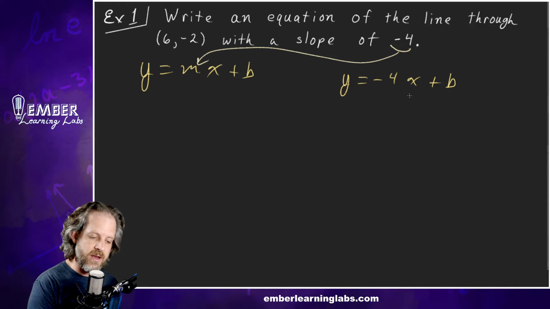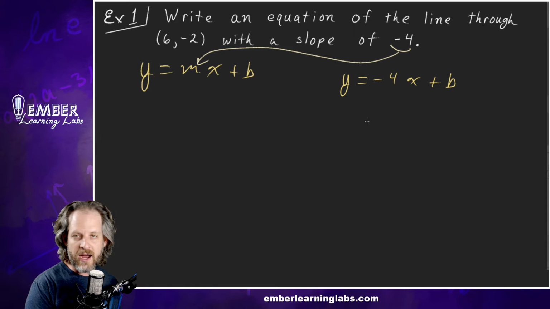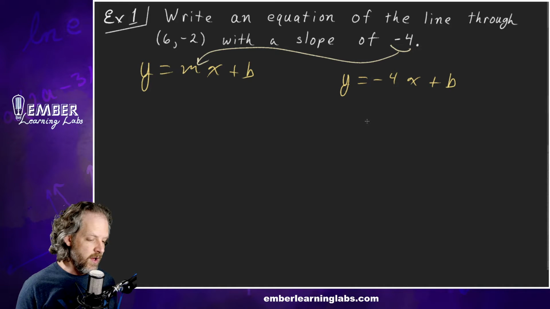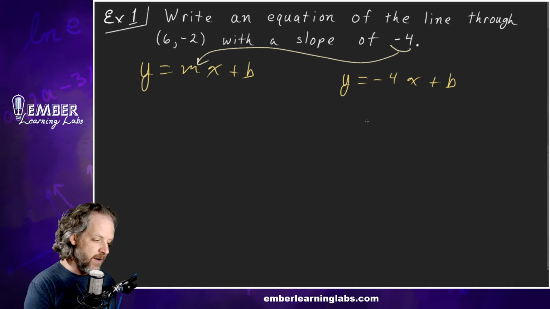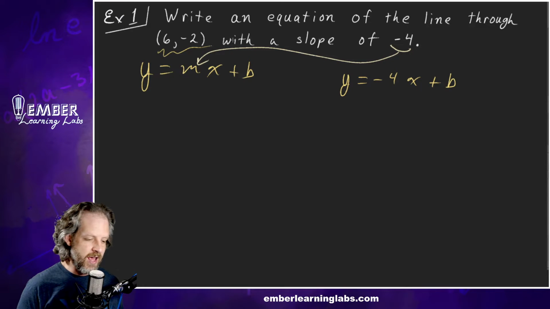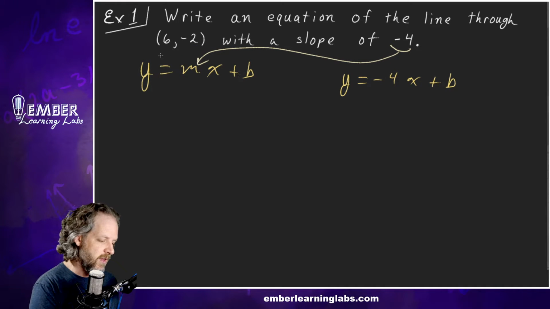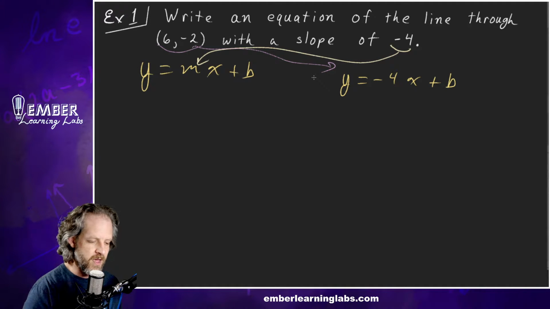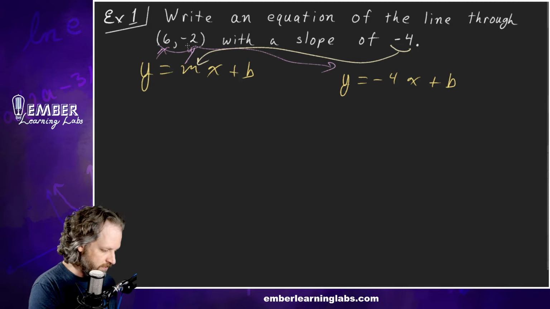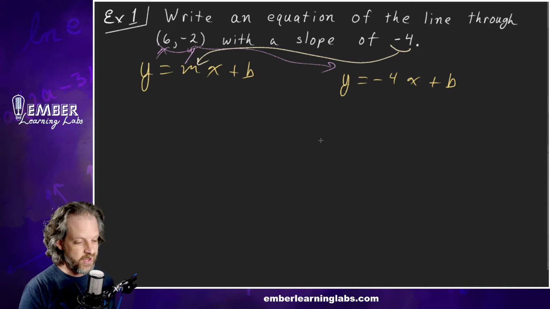Well, we need this b, right? In the end, x and y are going to stay x and y. So what can we do to find the b? Well, we are given this point, right? And so what we're going to do is plug this point in there. Where would we plug it? Well, points go x, y, right? And so we're going to plug the x where the x is and the y where the y is. And then we'll get to solve for b.